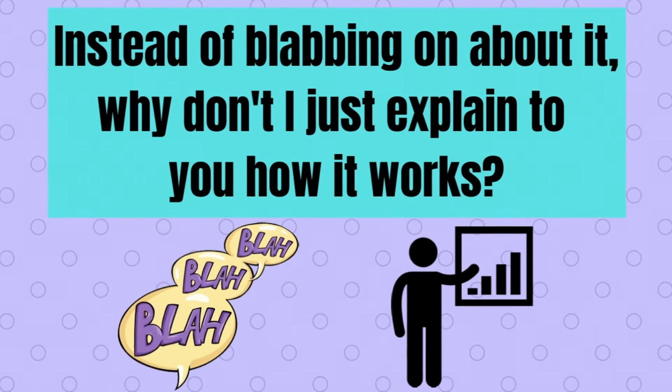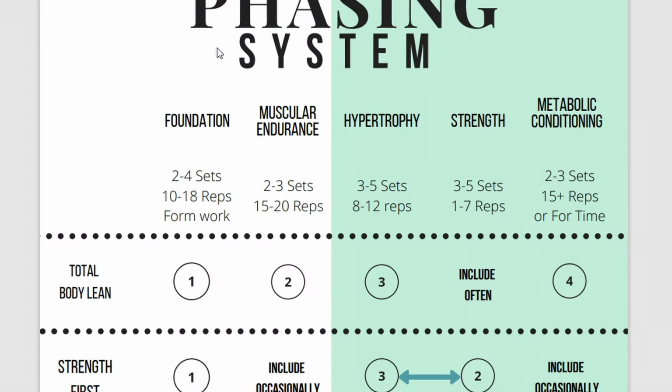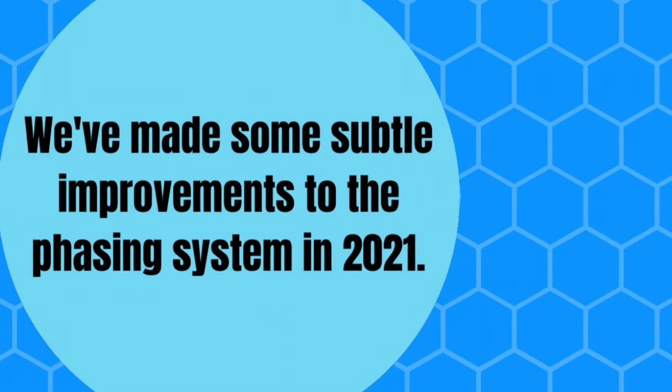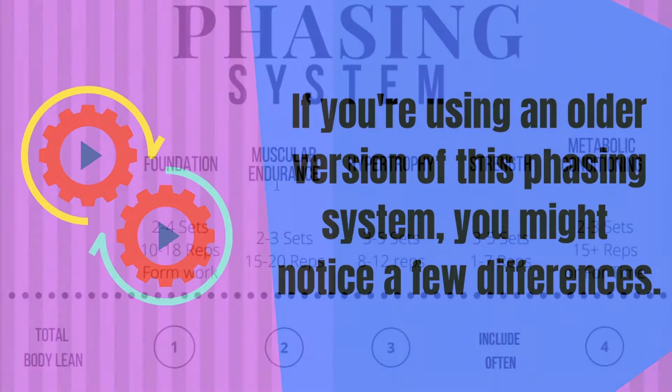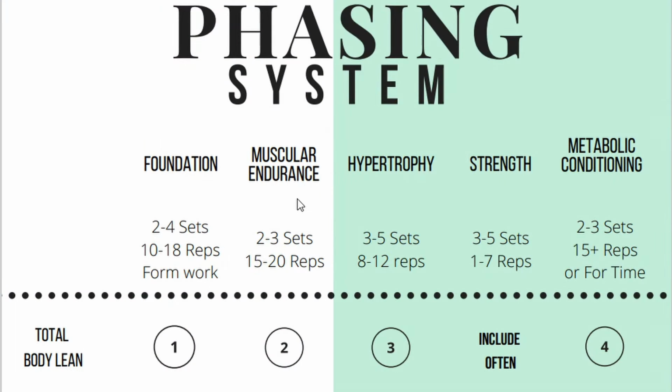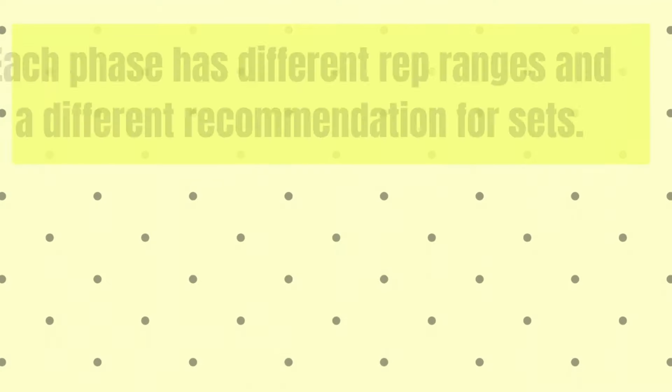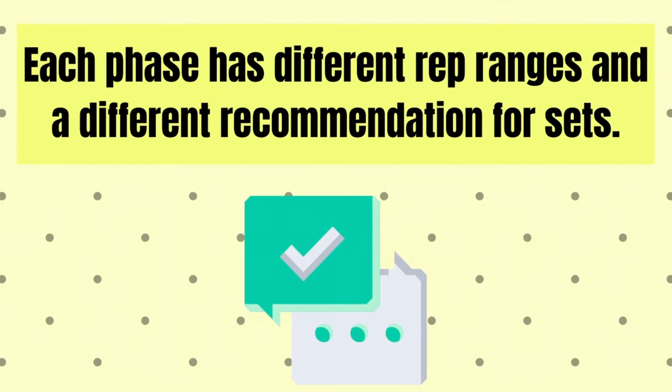And instead of me blabbing on about it, why don't I just explain to you how it works? So here's the phasing system that we use in my studio, Commence Fitness. We've made some subtle improvements to it in 2021, so if you're using an older version of this phasing system, you might notice a few differences. So we have 5 different phases here. We have foundation, muscular endurance, hypertrophy, strength, and metabolic conditioning. Each phase has different rep ranges and a different recommendation for sets.